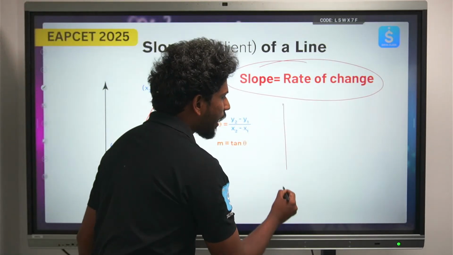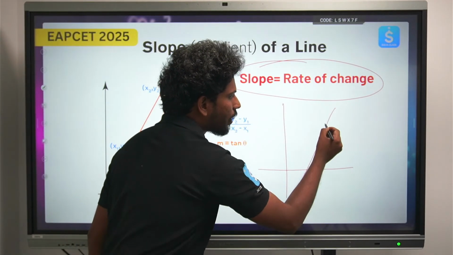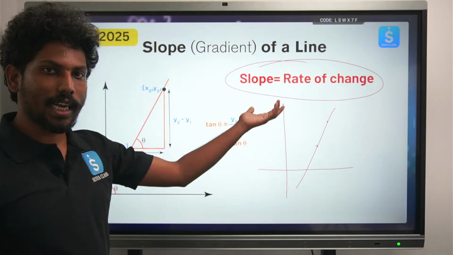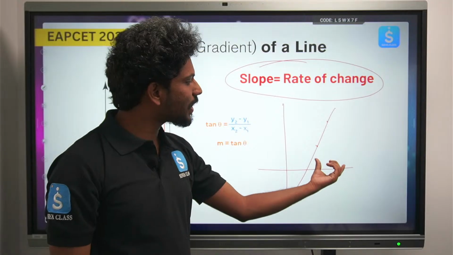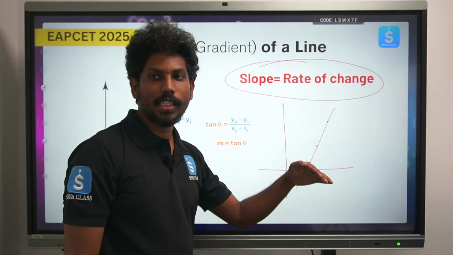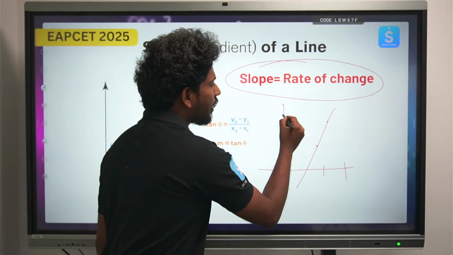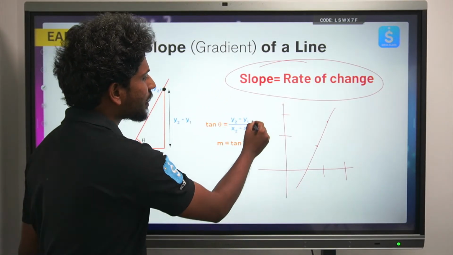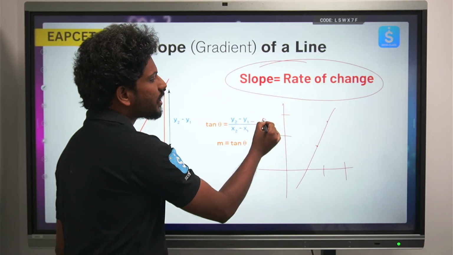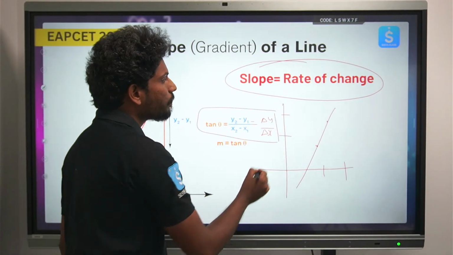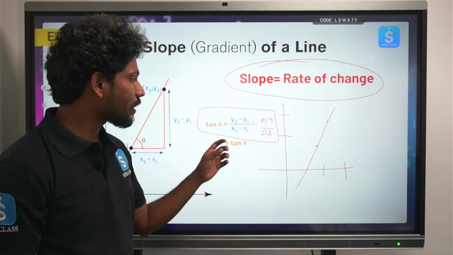So if you take any straight line and take any 2 points, what is the change that is occurring for every unit distance in x, change in x? What is the distance that has been raised in the direction of y? That is nothing but the rate of change. So you can see this as change in y by change in x. This is nothing but the slope of a line.